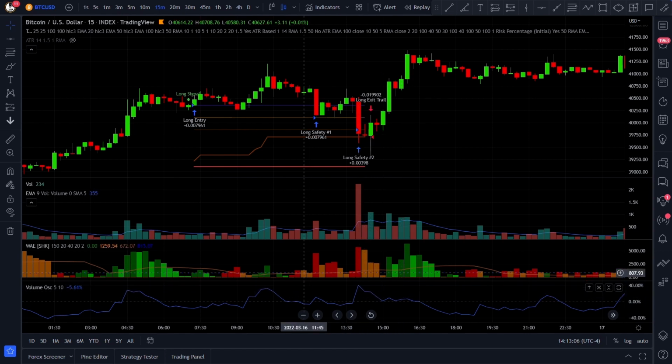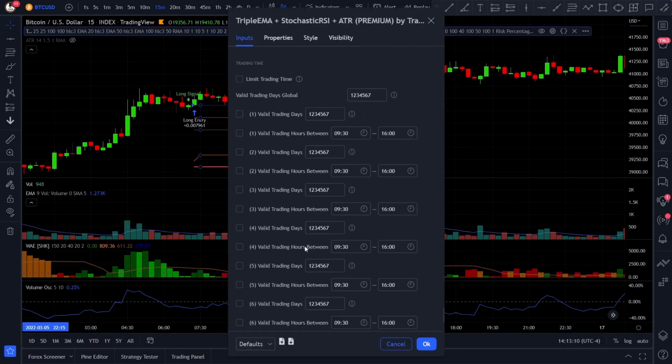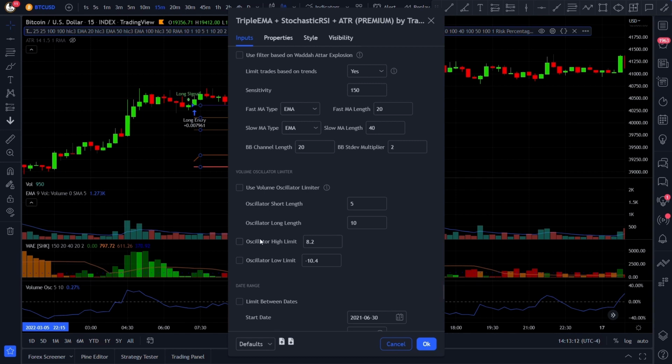With the script's volume oscillator filter, you can limit entries based on the values of this volume oscillator. You can set up 3 combinations. First, if you only tick the low limit, the script will only enter trades when the oscillator value is above the set low limit. If both the low limit and the high limit are ticked, the strategy will only enter into a position when the oscillator's line is between the 2 limits.